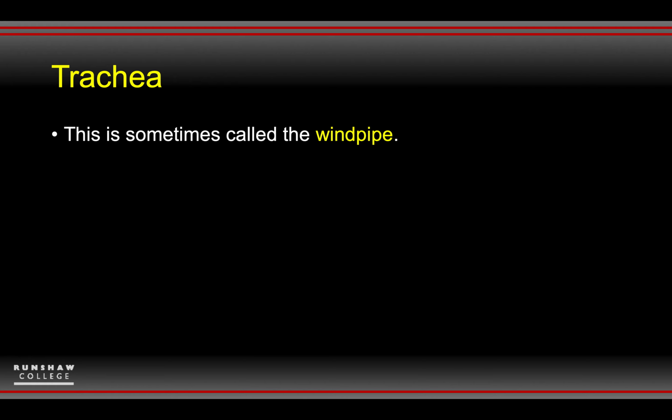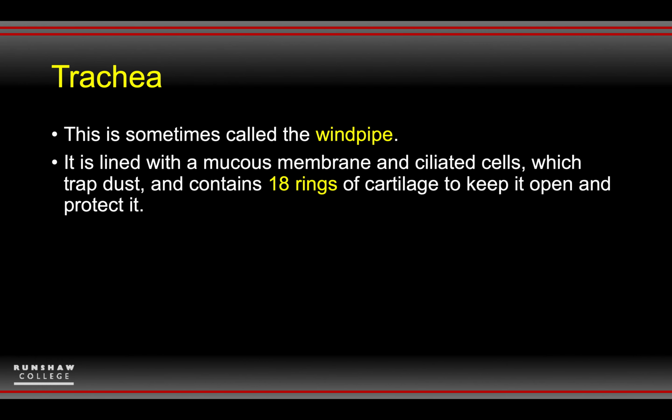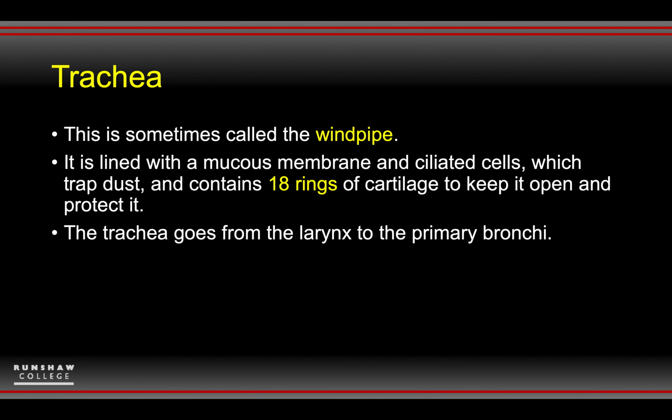Onto the trachea, sometimes known as the windpipe. It's lined with a mucous membrane, ciliated cells which trap the dust. Now this contains 18 rings of cartilage, and these keep it open. These little cartilages are so tough and so strong. They keep it open and also help to protect it.